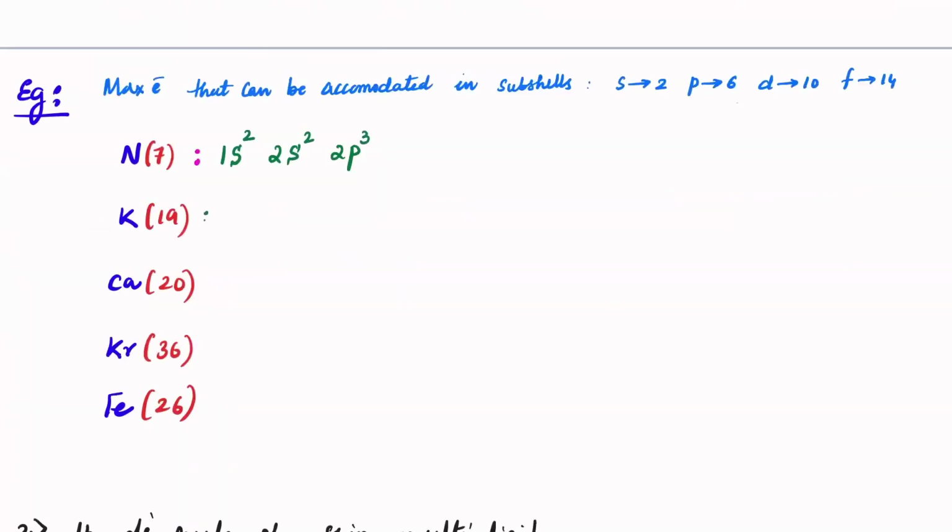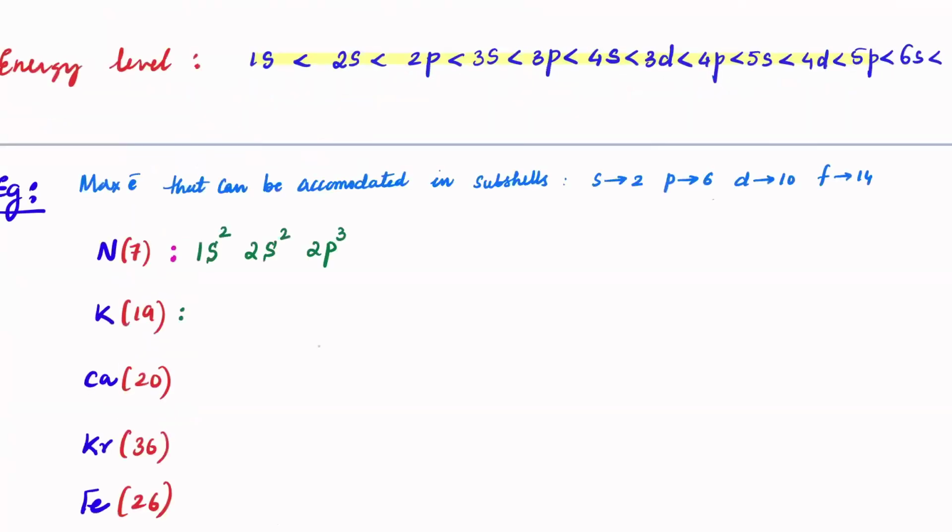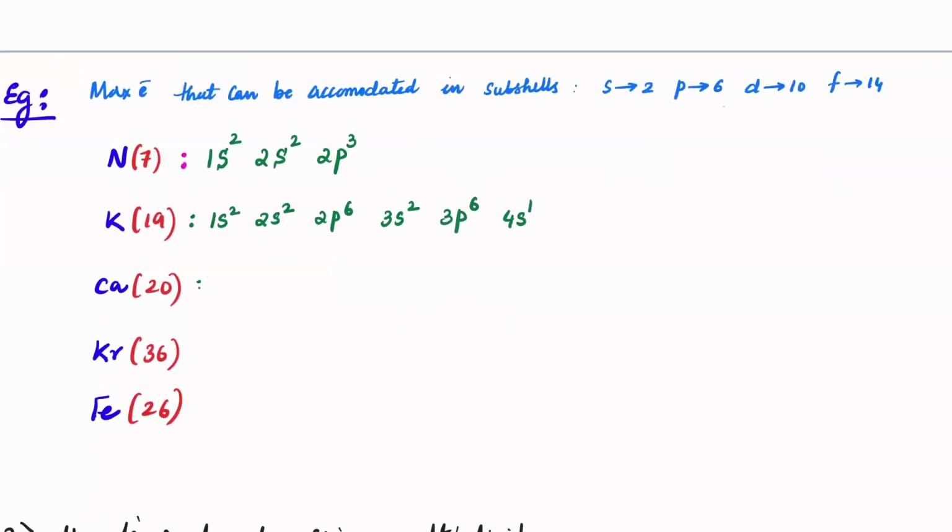All right. Next, potassium 19. So first we will fill 1s, then we'll fill 2s completely, then we'll fill 2p also, 6. So total 10 electrons done, 3s2, 12 electrons done, and 3p6, 18 electrons done, and then 4s we can, because now we have only one electron left, that is the electron we will put there. Got it?